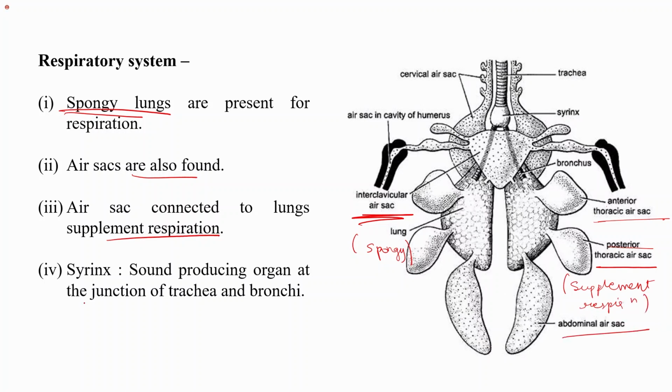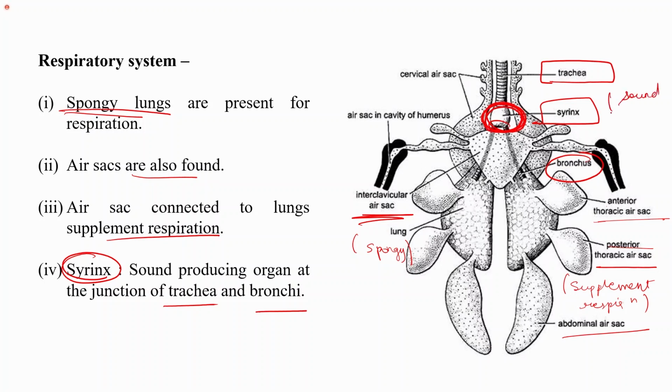Syrinx, which is a sound producing organ, is present at the junction of trachea and the bronchi. So you can see here, this is the trachea, this is the bronchus. At the junction of the trachea and bronchus, the structure called the syrinx is present. This is a sound producing organ. Trachea is the windpipe that further leads to the bronchus, and these bronchi enter into the lungs.